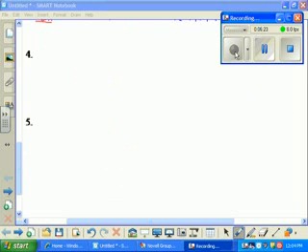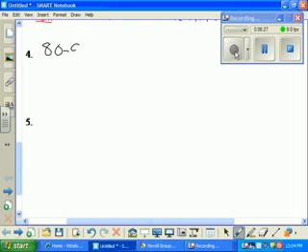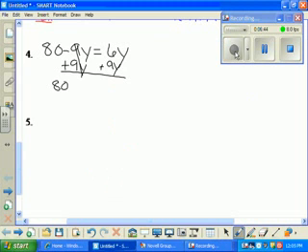Okay, so let's talk about number 4. You guys ready? Okay, number 4 said 80 minus 9y equals 6y. Okay, Alicia, first step. You add 9y to each side. Okay, so you got, stop talking while I'm talking, it's rude. You get 80 equals 15y.